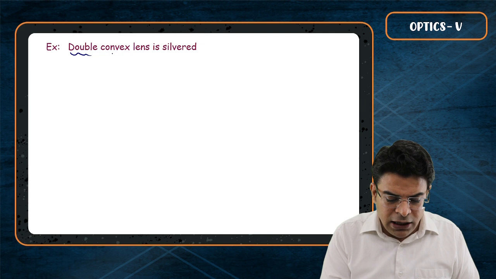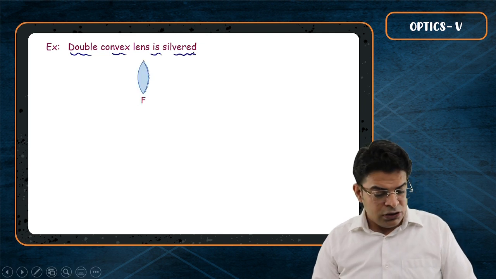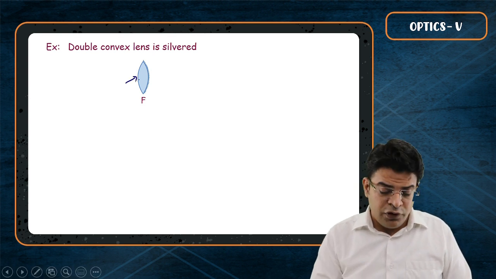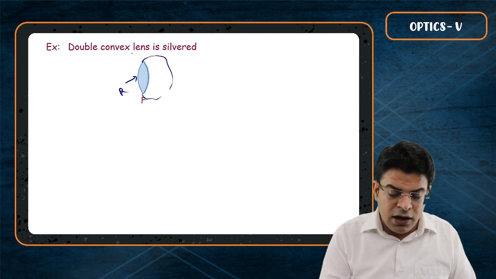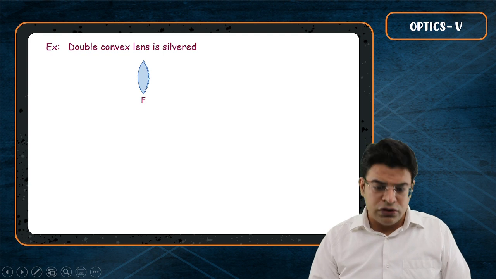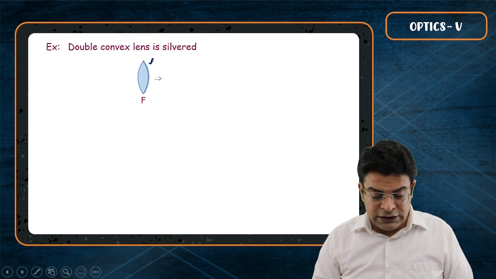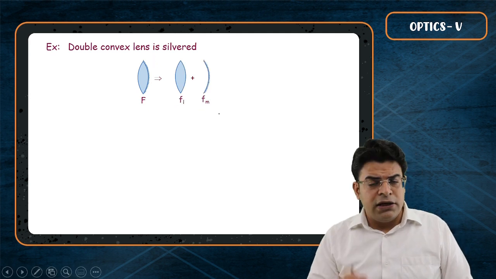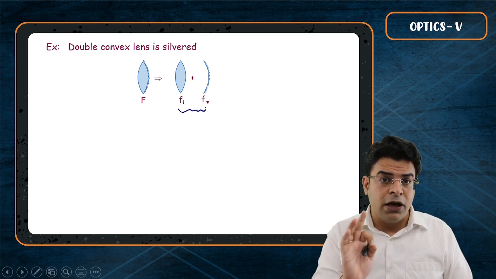Let's say we have a double convex lens and that double convex lens has been silvered. So let's say you have here an equiconvex lens of radius of curvature for the curved surface to be R, and let's say one of the surface has been silvered. Now you know that once you have silvered one of the surface, this is as good as having a lens plus a mirror. And the overall nature of this system will be nothing but a mirror.